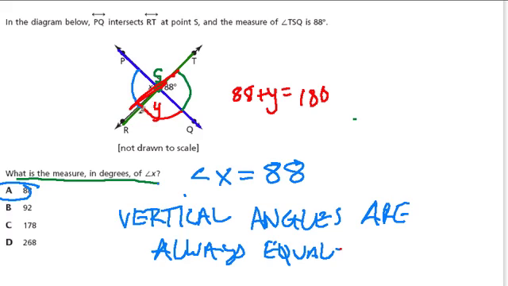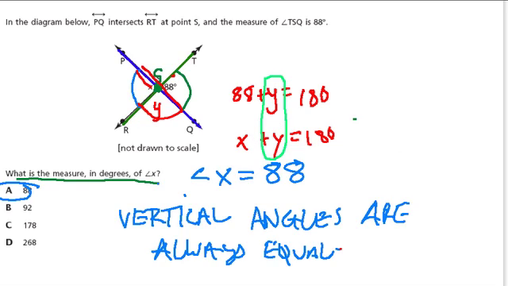Well, X and Y right here are also on a straight line. So they also have to equal 180 degrees. So X plus Y has to equal 180 degrees. Well, look at this right here. Y plus 88 is 180, and Y plus X is 180.